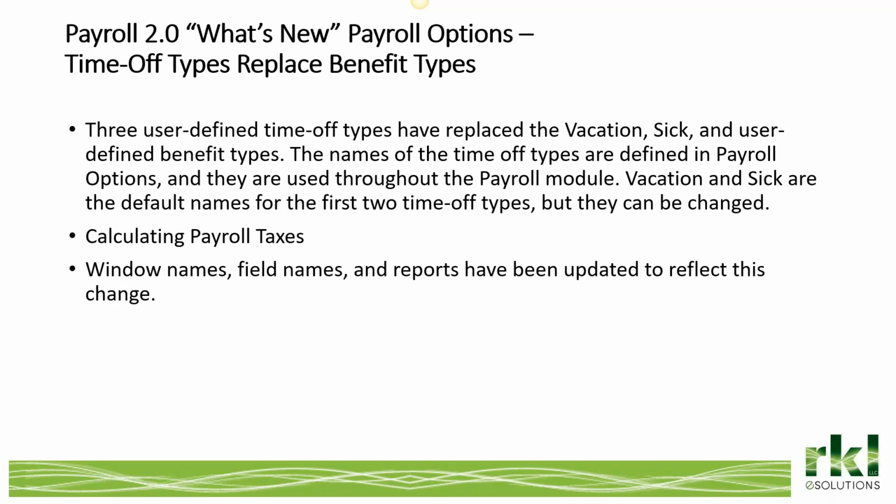You actually get to define what you're going to use. The benefit 1, benefit 2, benefit 3 options are now time off 1, 2, and 3. You can actually name them. So it's vacation, sick, and then you get to pick what you want for the third one. You can call it payroll, you can call it personal, it's whatever you wish. That information then rolls up forward.